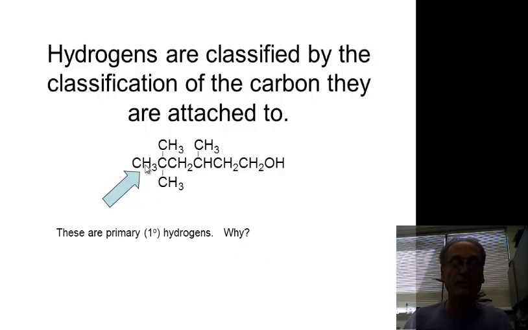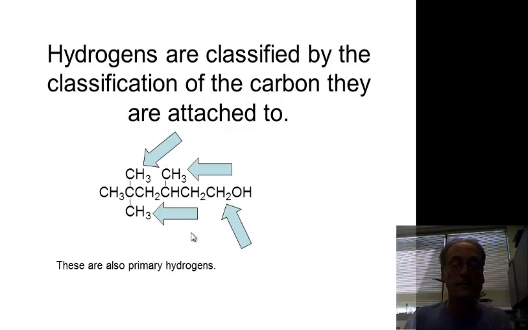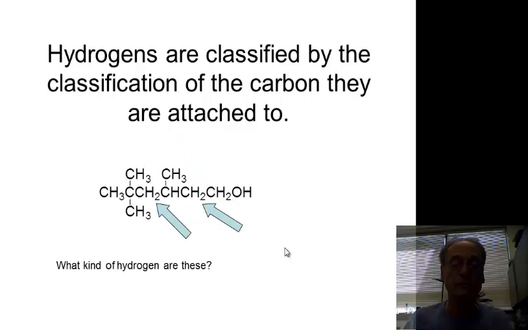So these three are primary hydrogens because they're attached to a primary carbon. These three are also primary because this is a primary carbon. These hydrogens are primary because that's a primary carbon, and so on. Notice these hydrogens are also primary because they're attached to a primary carbon. What kind of hydrogens are these? These two hydrogens and these two hydrogens. Well, these would be secondary because the carbons they're attached to are secondary, being attached to two other carbons.